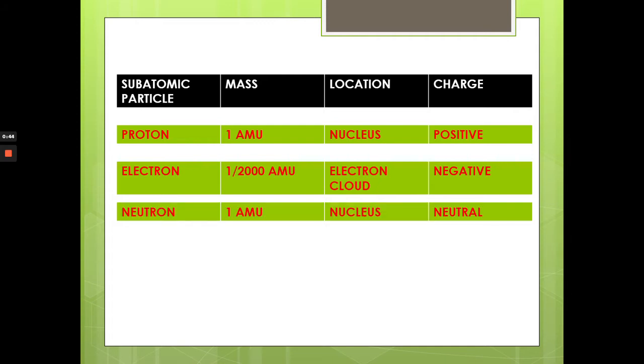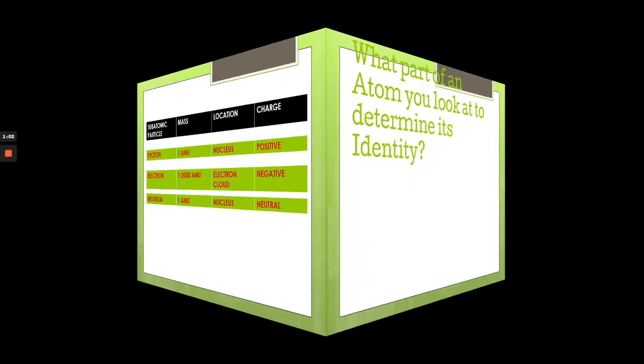A neutron, its mass is 1 AMU, so remember the protons and the neutrons have the same mass. When I'm talking about the mass, I'm always talking about the particles in the nucleus, which are the protons and neutrons. You can find neutrons in the nucleus, and their charge is neutral or no charge.